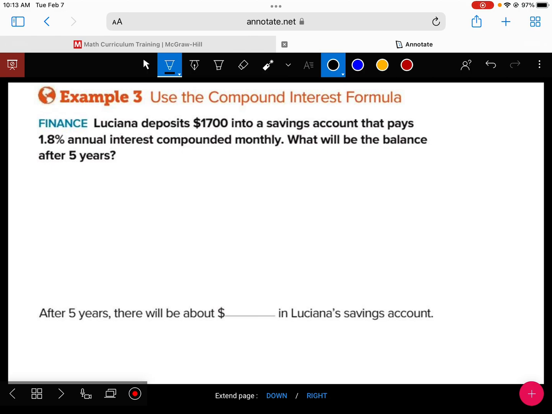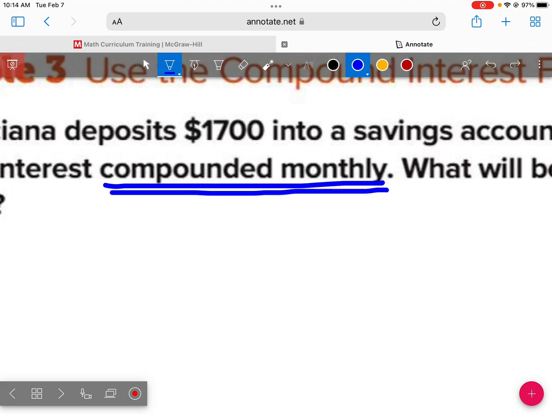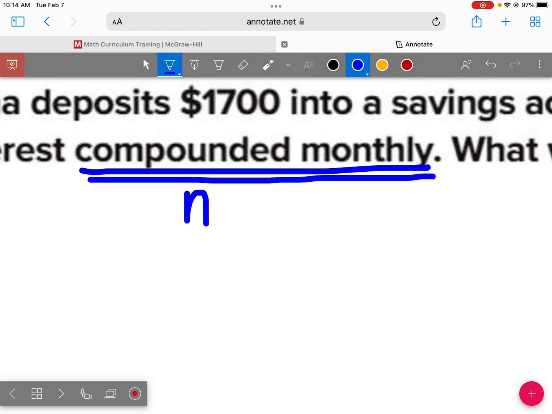All right, Luciana deposits $1,700 into a savings account that pays 1.8% annual interest compounded monthly. I want to pause right there. Compounded monthly. So what will my n value be? Whenever I see the word compounded, it's going to tell me my n value. How many times in a year, if they're compounding it monthly, how many times in a year will they add interest? 12.